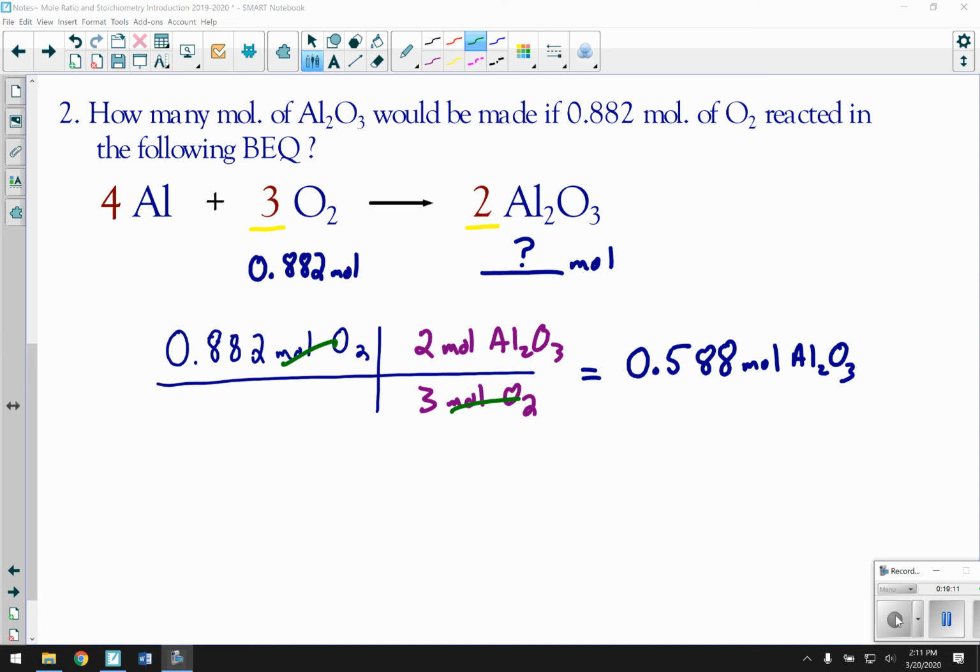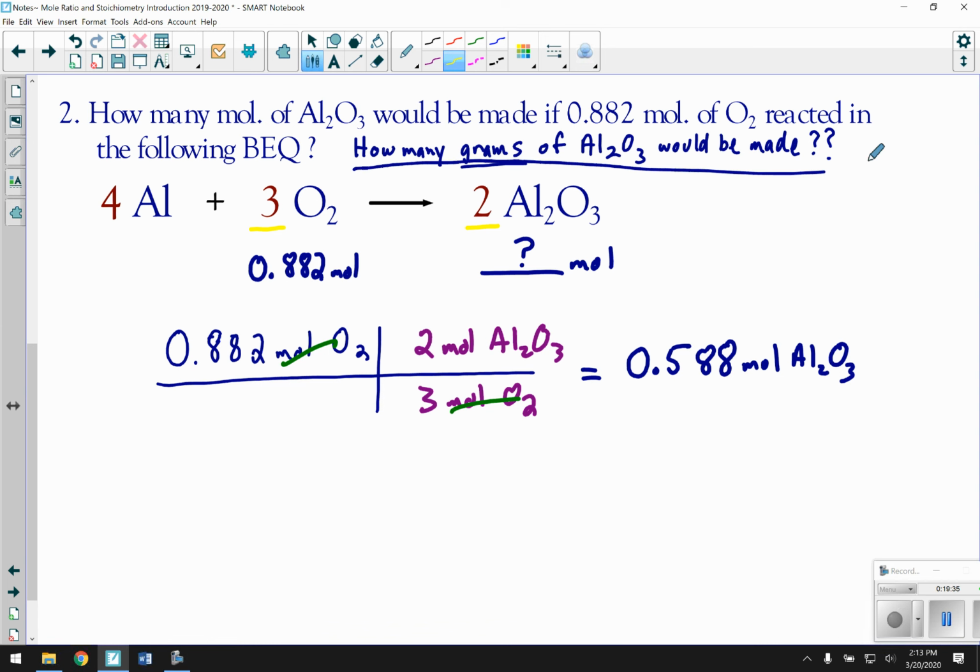Okay, and then when I do the math, 0.822 times 2 divided by 3, because it's in the denominator, I get 0.588 moles of aluminum oxide, and that's how much I would make. Now, what I can do is extend this. Once I know the moles of Al2O3, I might want to know, well, how many grams of Al2O3 would be made?